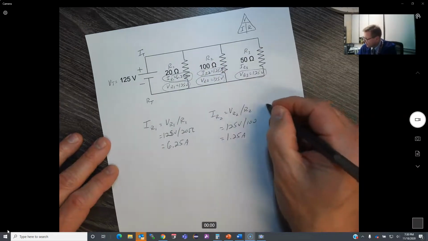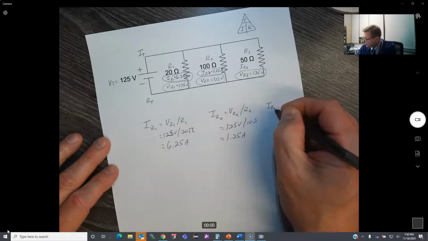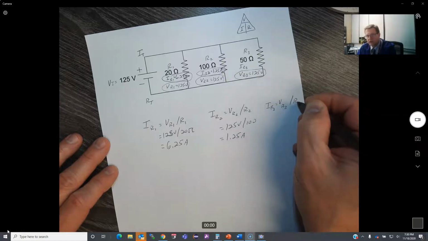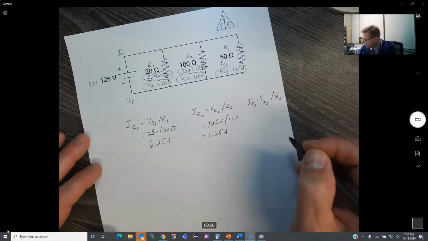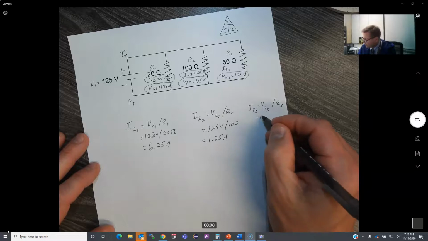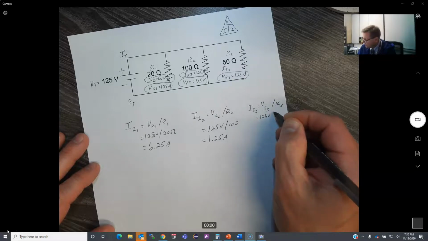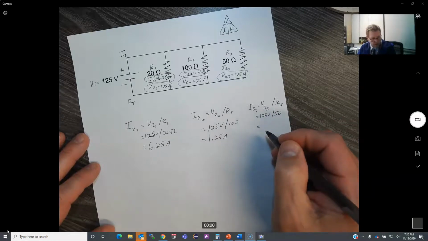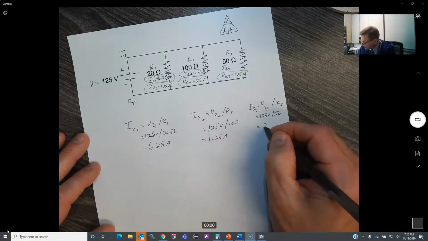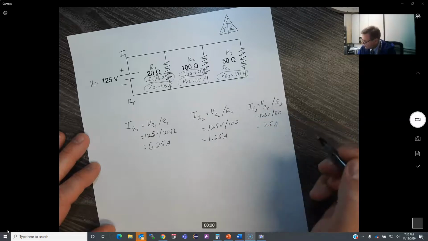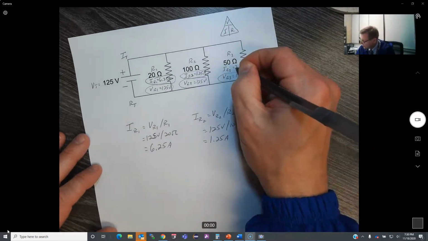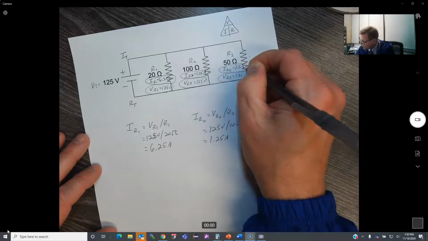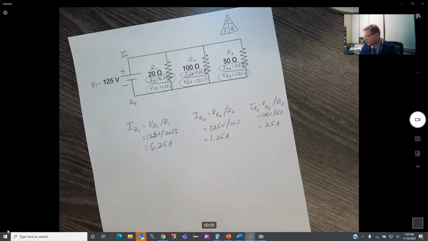I'm going to do my current at resistor 3 equals my voltage at resistor 3 divided by resistor 3's value. So we have 125 volts divided by 50. When we do the division, we find that it's 2.5 amps. So this one is 2.5 amps. If I'm staying consistent, I should probably put it as 2.50 amps. All right, so that one's been solved.